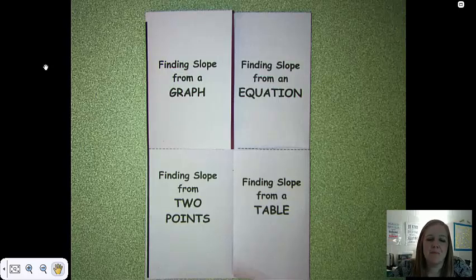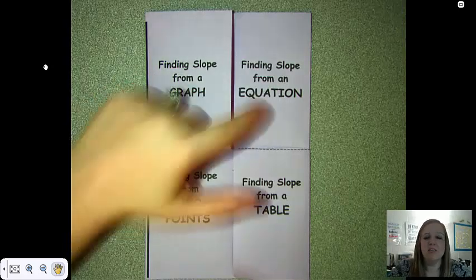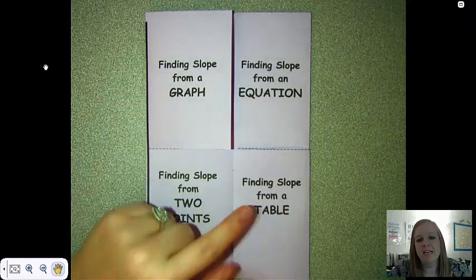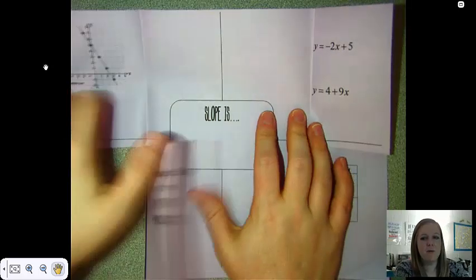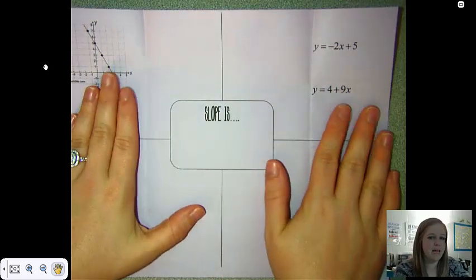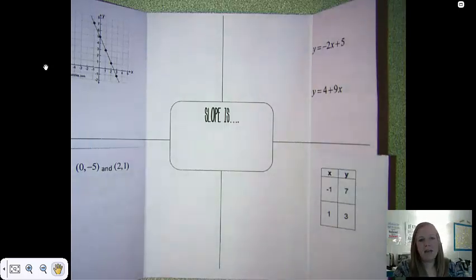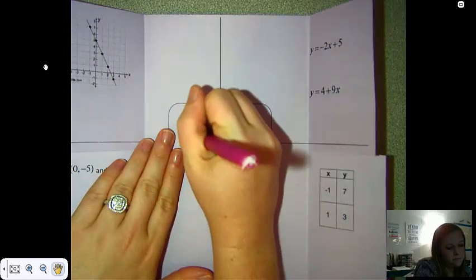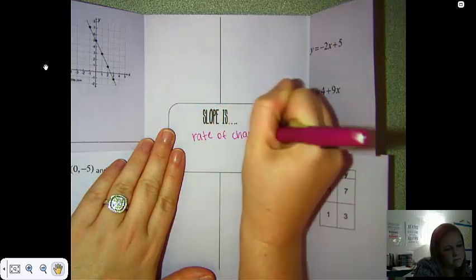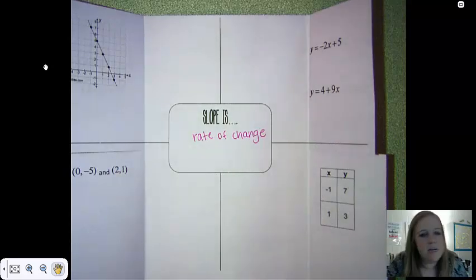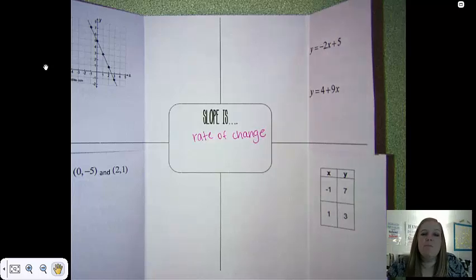We're going to talk about finding slope from a graph, finding slope from an equation, from 2 points, and from a table. But first, let's review what slope is. Go ahead and open up your foldable to the center page. Slope is our rate of change. It's the delta y over delta x, the difference between the change in the independent variable and the change in the dependent variable. So let's talk about graphs first.